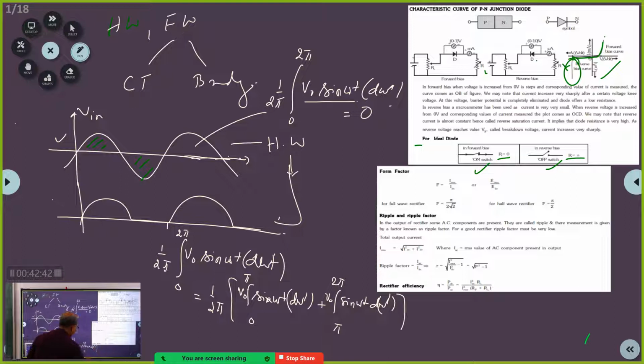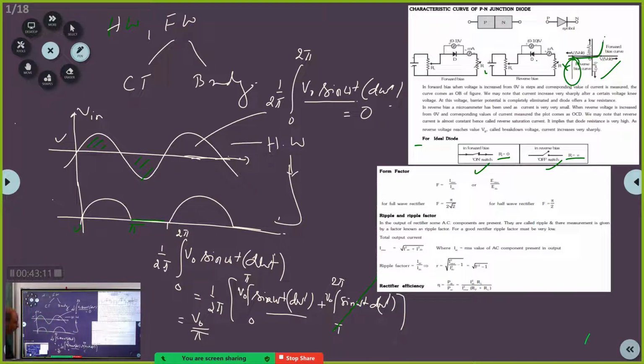Got it? Now you know that for this range, pi to 2 pi, it is 0. So this part will become 0. So you just have to integrate this and divide by 2 pi. Yesterday when we did this, what did we get? V naught divided by, hello, what did we get here? V naught by pi. Got it? We got it as V naught by pi.